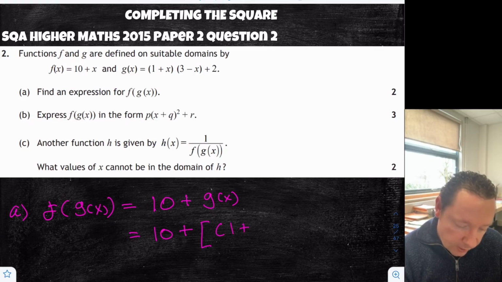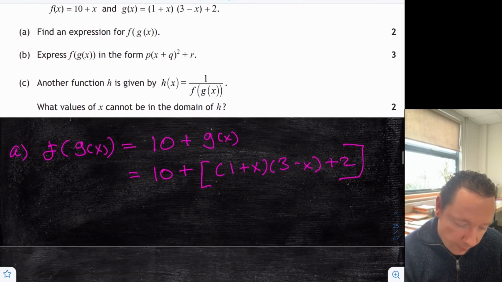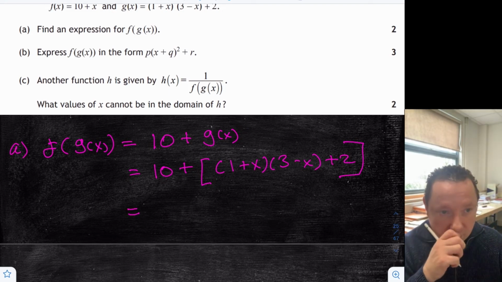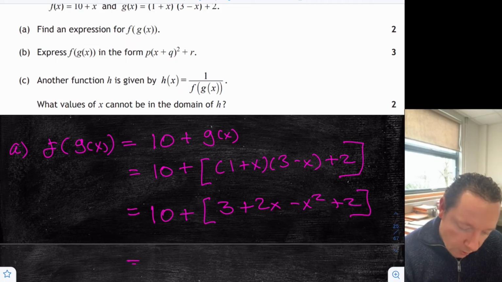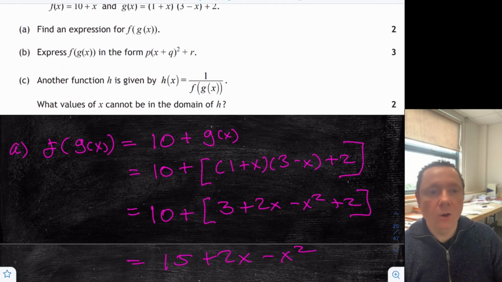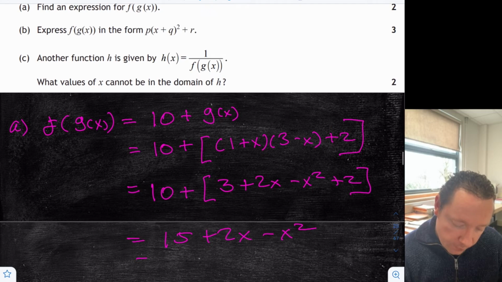1 plus x, 3 minus x, plus 2. We need to tidy that up a little bit. So I'll expand the brackets. That's 10 plus 1 times 3 is 3, minus x plus 3x is plus 2x, minus x squared plus 2. So that equals 10 plus 3 is 13 plus 2 is 15. So it's 15 plus 2x minus x squared. Or you can write that as minus x squared plus 2x plus 15. But I'll just leave it there.